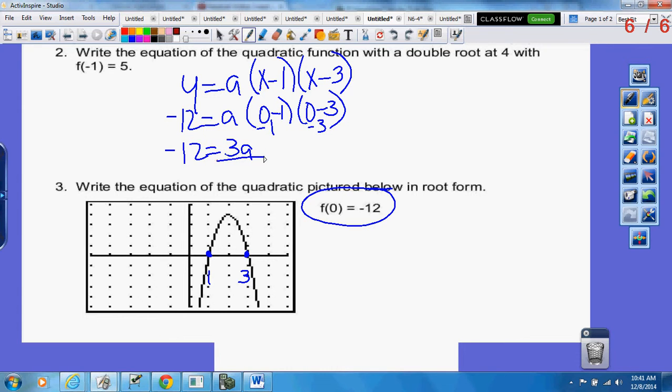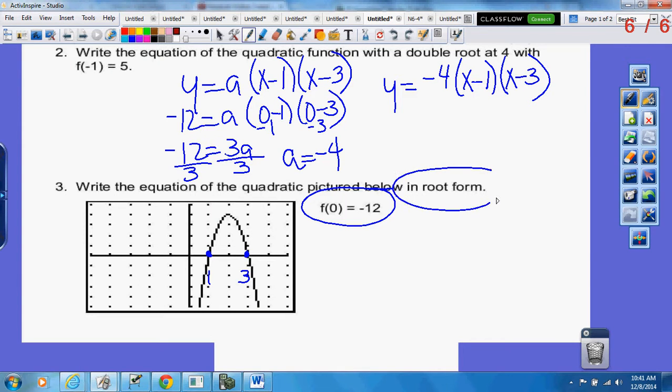And then I'm going to divide both sides by 3. So I'm going to find that a equals -4. So then I just rewrite my equation plugging in my a. So if I rewrite my equation, I have y equals -4, x minus 1, x minus 3. And you'll notice that this one asks for root form.